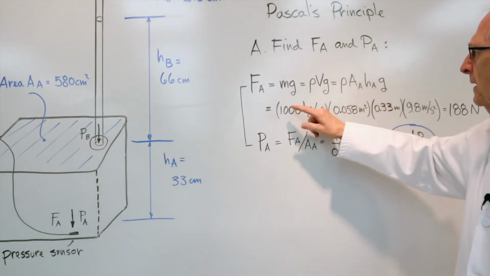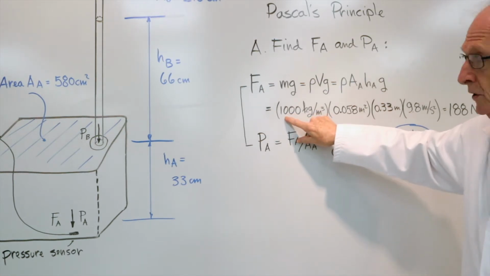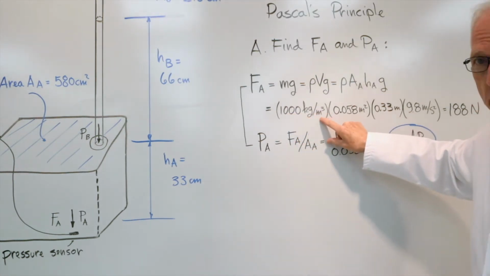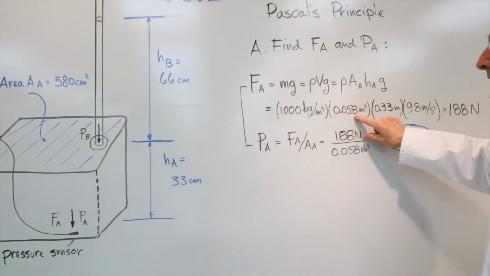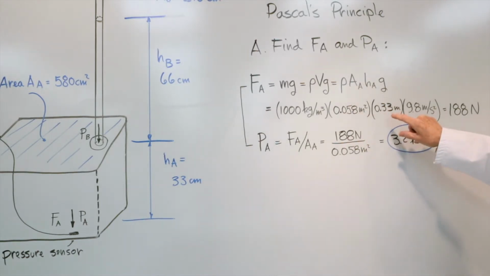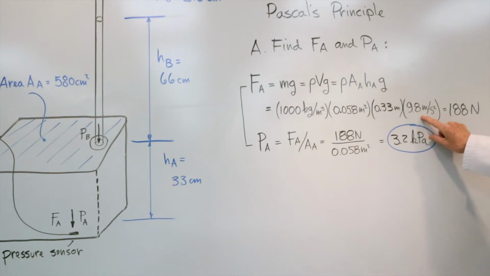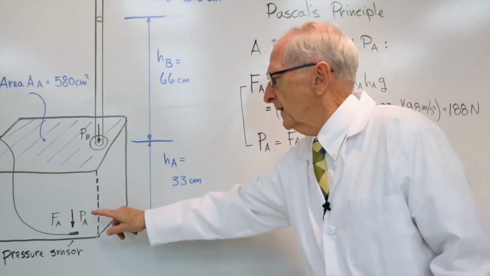If we put in numbers, the density of water we know is 1,000 kilograms per meter cubed. Notice we're working in the SI system. The area A sub A is 580 centimeters squared, which is 0.058 meters squared. The height was 33 centimeters, which is 0.33 meters. And then we know the acceleration of gravity is 9.8 meters per second squared. When we put that into our calculator, we get 188 newtons is the force at the bottom of that container.